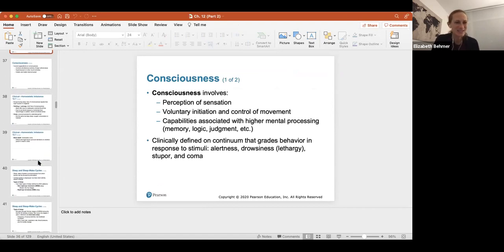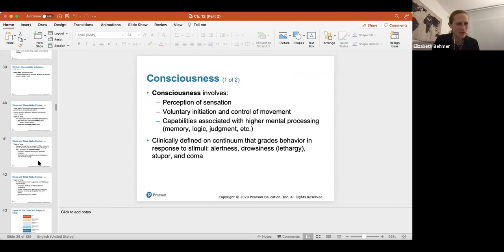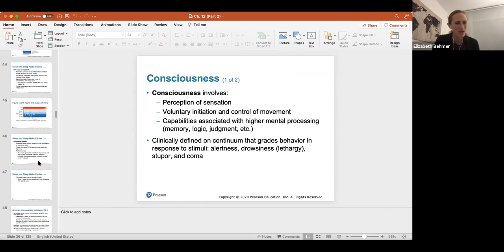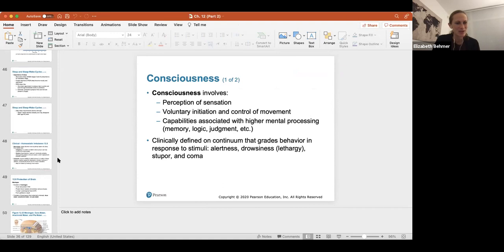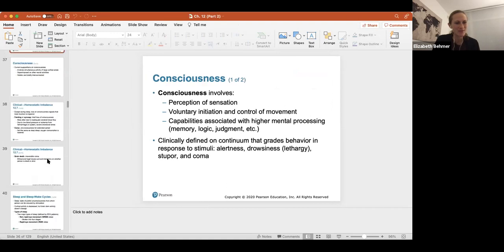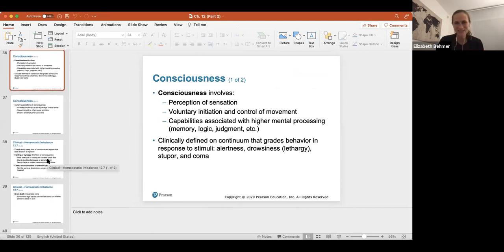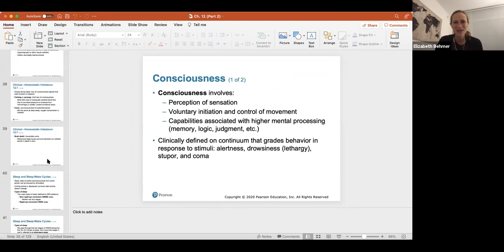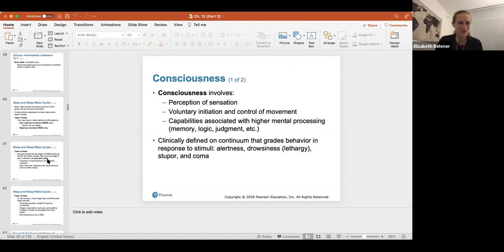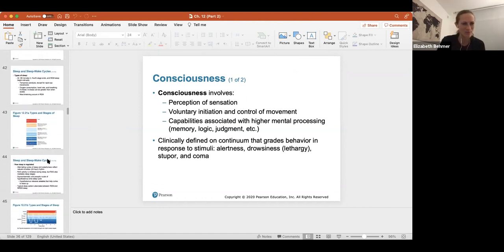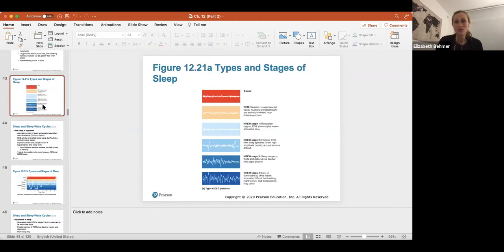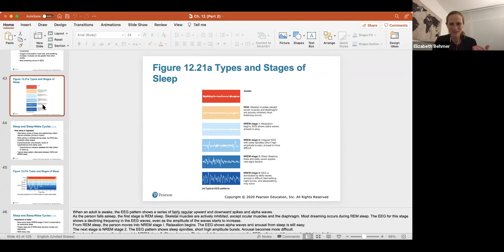So consciousness, I'm going to kind of skip over here. We go through the sleep-wake cycle. I want to get into a little bit more of what you will be tested on, but feel free to read through about consciousness and the ability to be conscious, the perception of sensation, voluntary initiation and control of movement. And then it goes through the different types and stages of sleep.